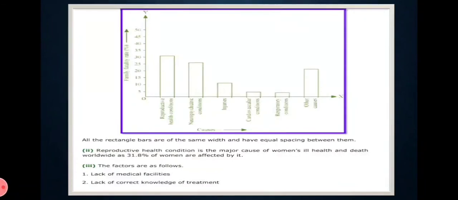And the third, the factors are as follows. It is also asked, according to you, what are the factors for this cause? So the factors for this cause, reproductive health condition, are lack of medical facilities and lack of correct knowledge of treatment. These two are the main factors due to which reproductive health condition is the major cause of women's ill health and death.